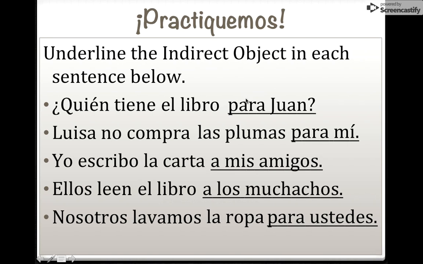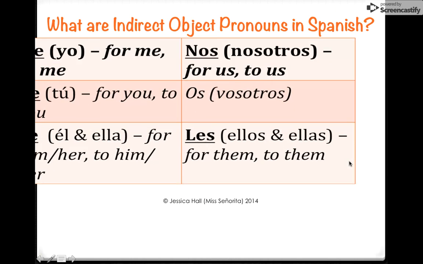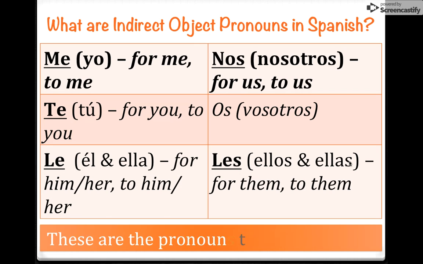Just look for the key words. Para is one, and then if you notice, a. So after these, para or a, if you see any people, that's an indication that you are working with an indirect object. Okay, now let's take a look at them in Español.